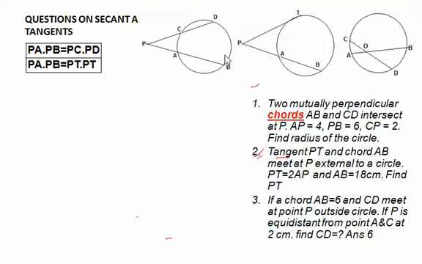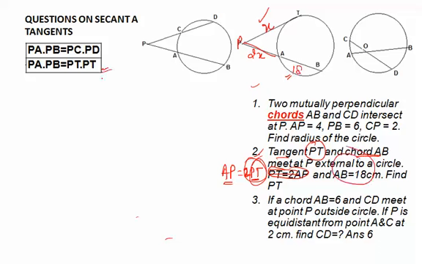Now let's discuss the next question, about tangent PT. A tangent PT and chord AB meet at point P, based on this diagram. I wrongly put this; it is actually AP equal to 2PT, so please correct it. Suppose PT is X, then AP will be twice PT, so AP is 2X. AB is given as 18.